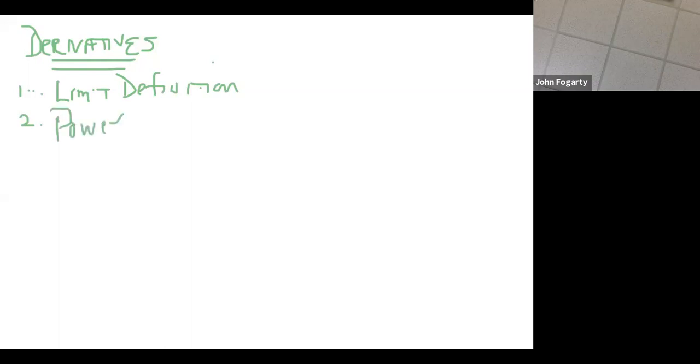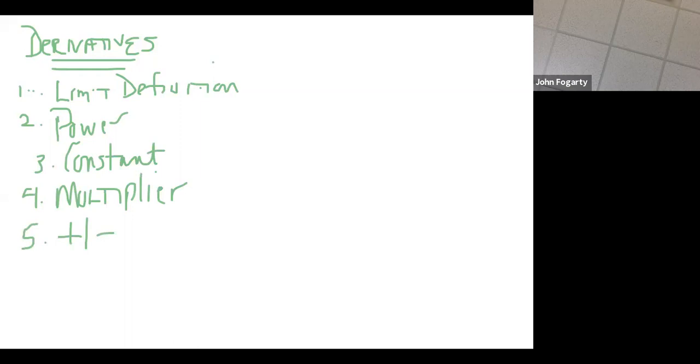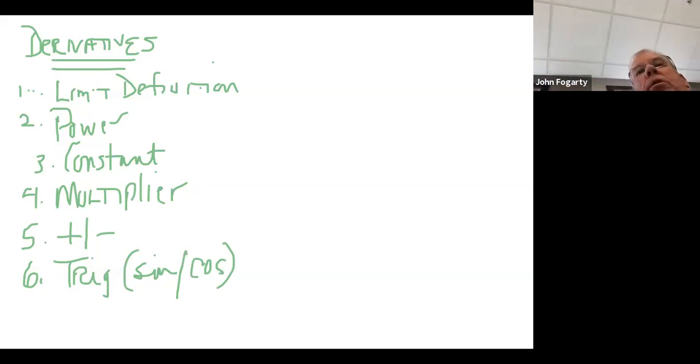And then we learned the constant rule, and then the multiplier rule, and then the sum and difference rules. And then we learned two trig rules, one for sine, one for cosine. And I think that's where we got to, right? Yes? Is that true? Hello? Somebody? All righty, good.